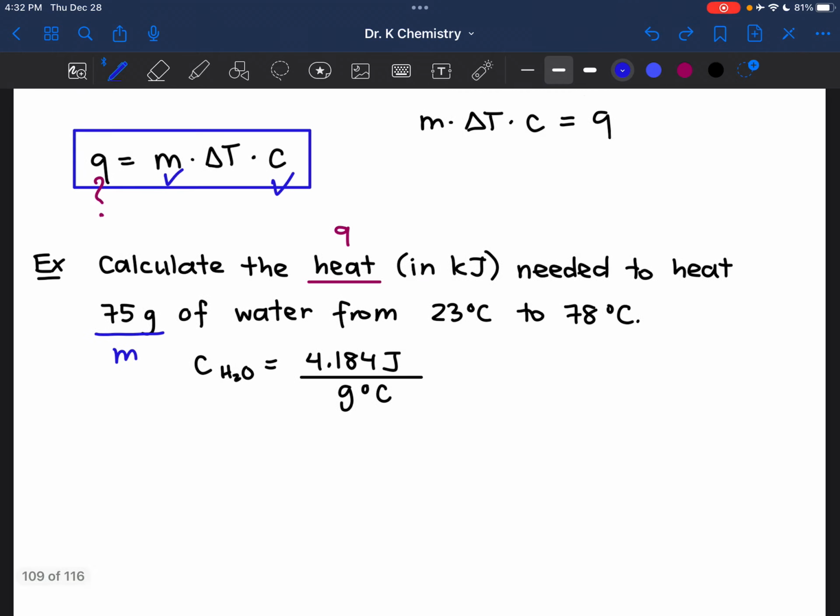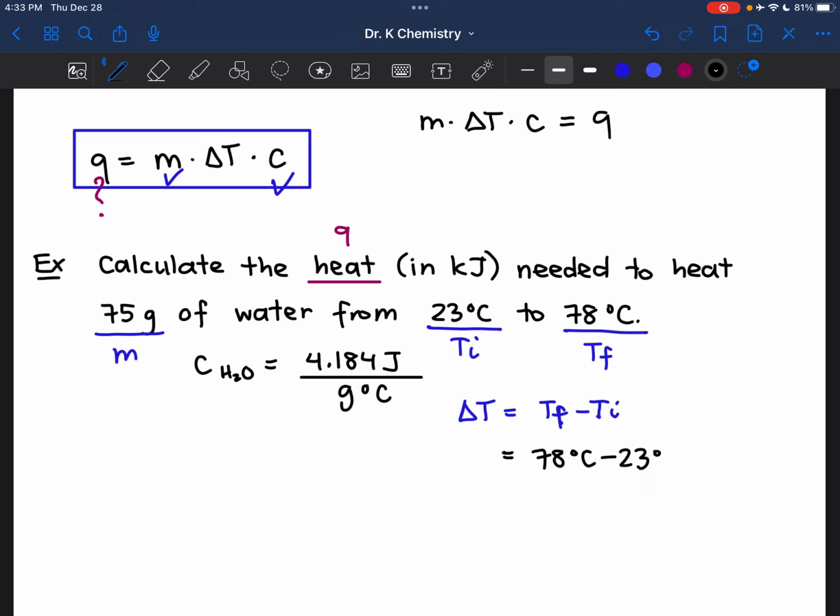The other piece of information I need is the change in temperature. That's not given to me explicitly, but I'm given the starting temperature, or T initial, which is 23 degrees Celsius, and the final temperature is 78 degrees Celsius. Well, to get the change in temperature, I'm just going to subtract the initial temperature from the final temperature. And that will be 78 degrees Celsius minus 23 degrees Celsius. And then now that I have all of these values, all I have to do is plug them into the equation.